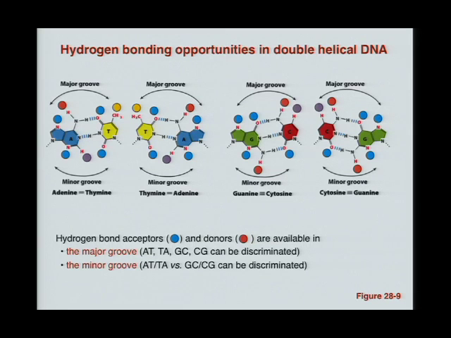But still, in the A form, one of the areas is wider than the other. So you still have a major and a minor groove. And that difference is solely caused by a little bit of pucker in the ribose. And that pucker, the position of the atom that's actually moved out of plane. It's a great question.